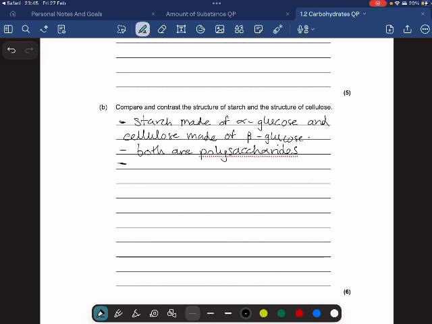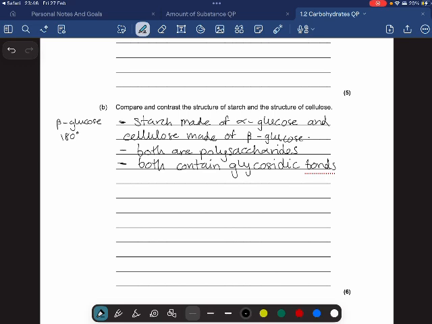Both are polysaccharides. What else can we say, right? Well, there's a few more we can add here. Well, we can say they both contain glycosidic bonds, right? Obviously, in cellulose, the beta glucose is actually inverted 180 degrees.